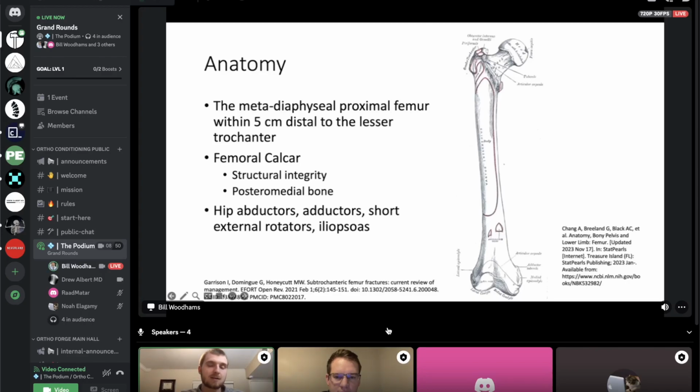So to start, for the anatomy, the subtrochanteric region of the femur is defined as the metadiaphyseal proximal femur within about 5 centimeters distal to the lesser trochanter. So that's a very specific region, and that's what defines a subtrochanteric femur fracture. It also involves the femoral calcar, which is a posterior medial bone that helps provide a lot of structural integrity to that region. That's something that can be involved in these fractures and cause a lot of instability and problems. A lot of the muscle groups that attach to the subtrochanteric region, or at least impose forces, are the hip abductors, the adductors, the short external rotators, and the iliopsoas.